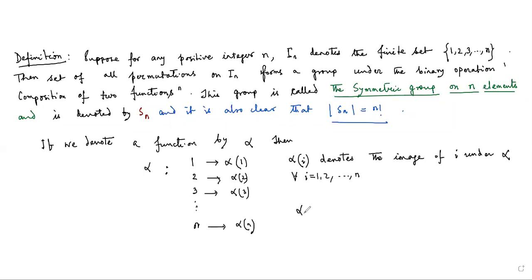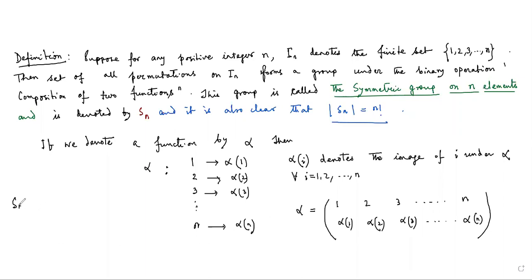We can define alpha in the following way also. We write all the elements above. These are the pre-images, and the images of each element are written just below the element. Okay, so this is how the symmetric group is defined.